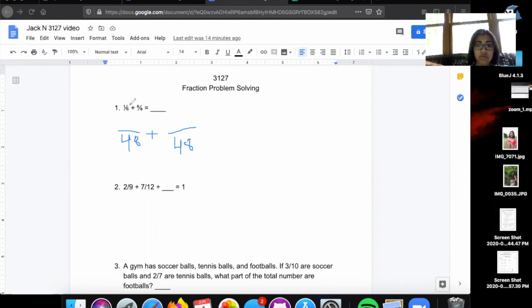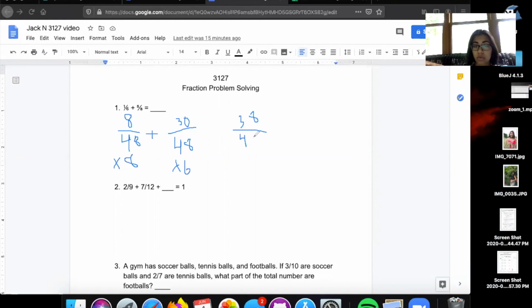Now, what did we do to the 6 to get to 48? Well, we multiplied by 8. So we have to multiply the top number, which is 1 in our case, by 8. So 8 times 1, we get 8. Now, we have to do the same thing with the second number. We multiplied by 6 for the 8, so we have to multiply 5 times 6, which is 30. So now we got 8 plus 30, we can get 38 over 48 as our fraction.